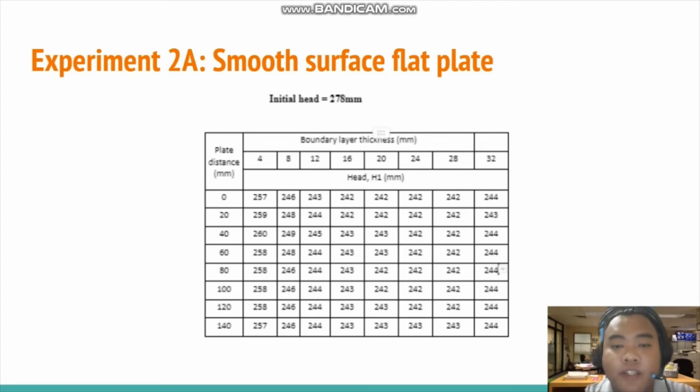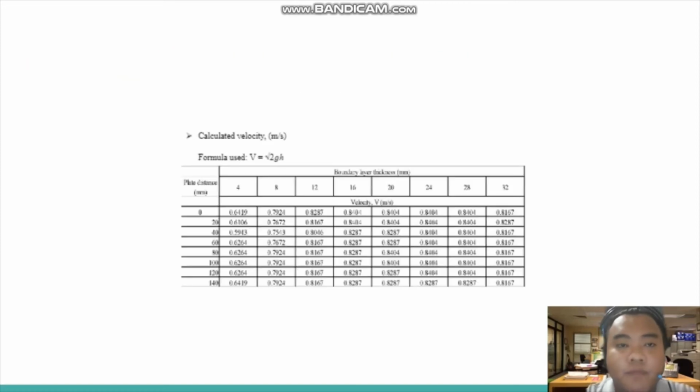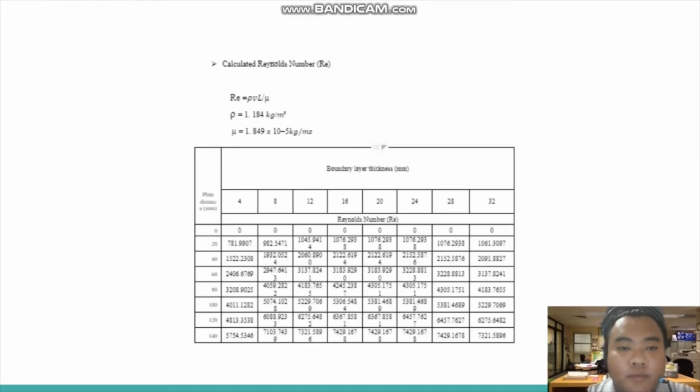We find the head in the table as stated, and then we calculate the velocity using the formula V equals the square root of 2gh. Then we calculate the Reynolds number, Re equals rho V L over mu, where rho is 1.184 kilogram per meter cube and mu is 1.849 times 10 to the minus 5 kilogram per meter second. The results are stated as below.